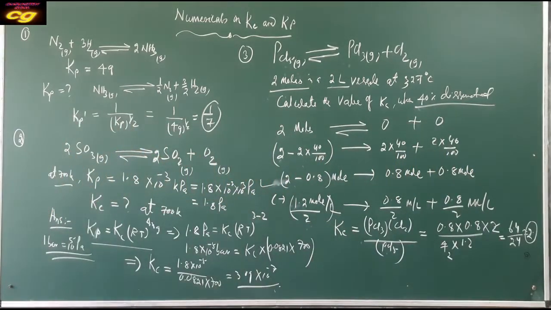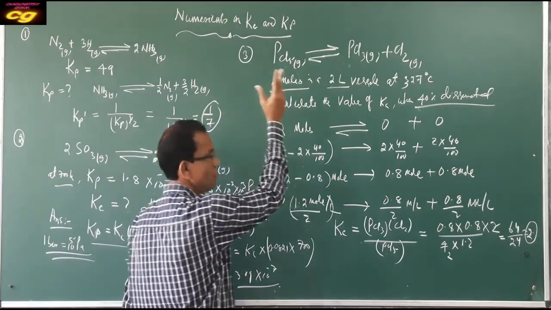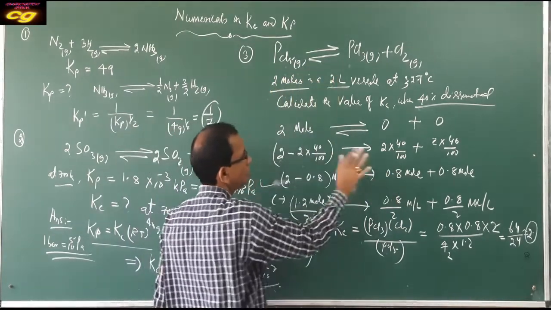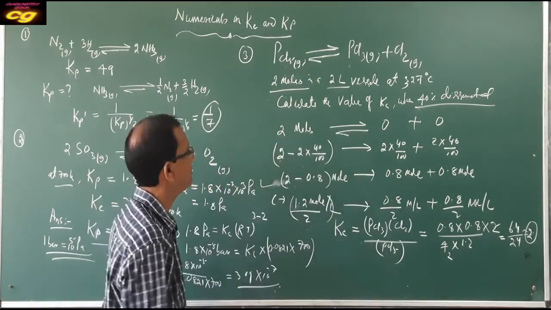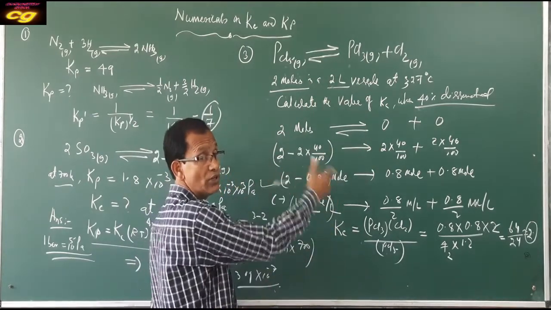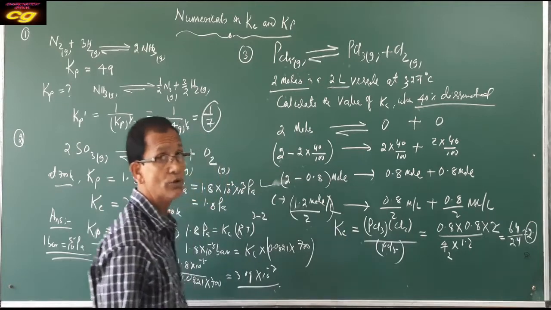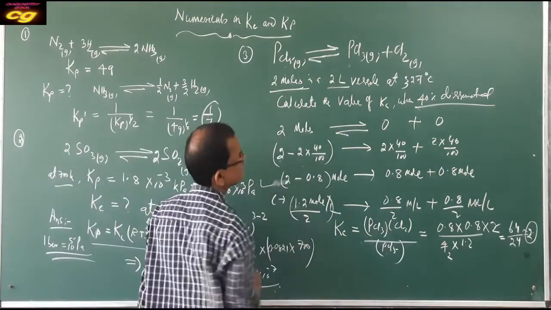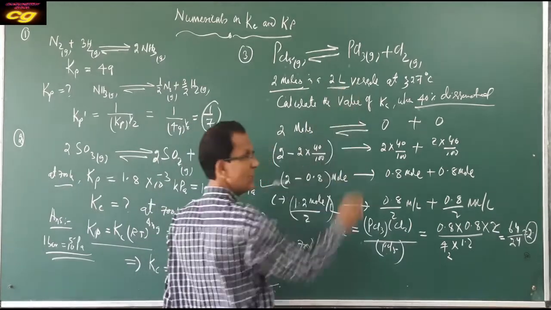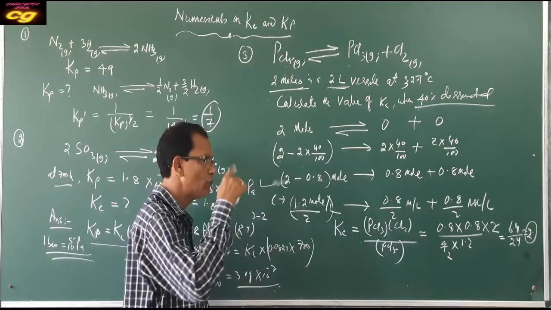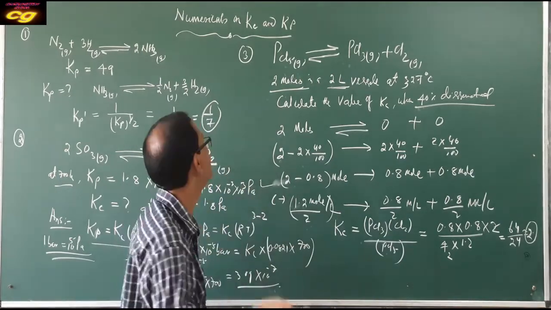In this way also you can calculate the concentration, whether concentration is directly given or number of moles and volume are given. You have to calculate the concentration by dividing the number of moles by the volume, so that you get the concentration in terms of moles per liter. In the question, 2 moles and a volume of 2 liter are given initially, so at equilibrium what is the concentration? We are calculating the concentration at the equilibrium stage.